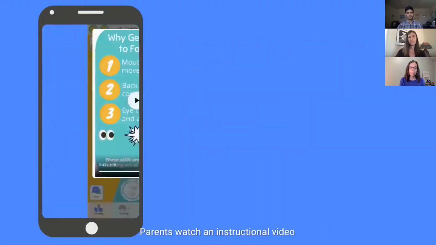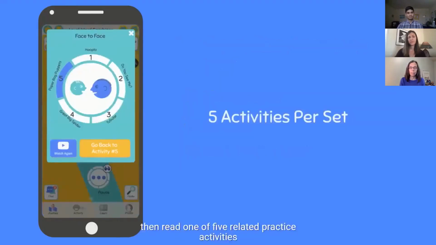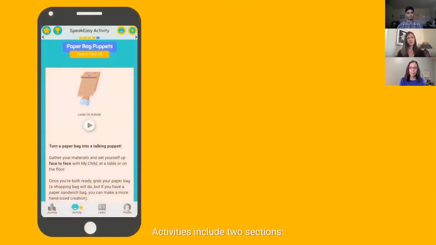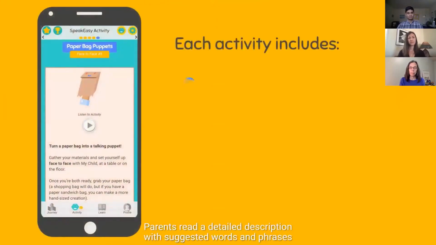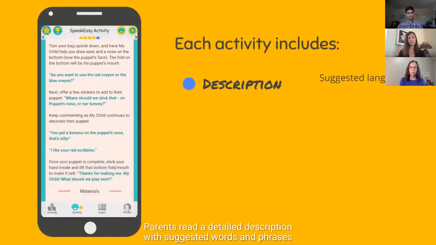Parents watch an instructional video, then read one of 5 related practice activities. Activities include 2 sections. Parents read a detailed description with suggested words and phrases.